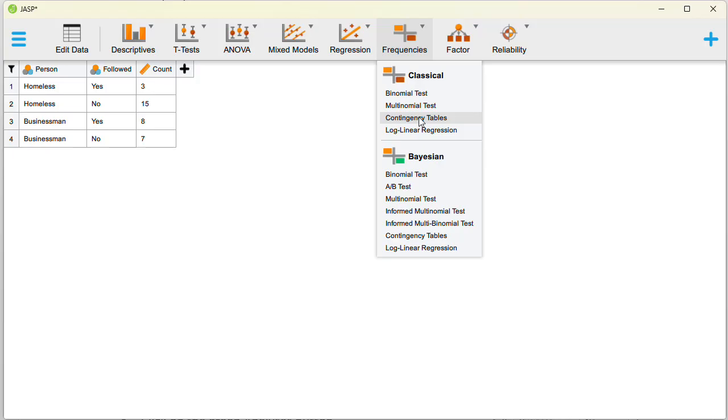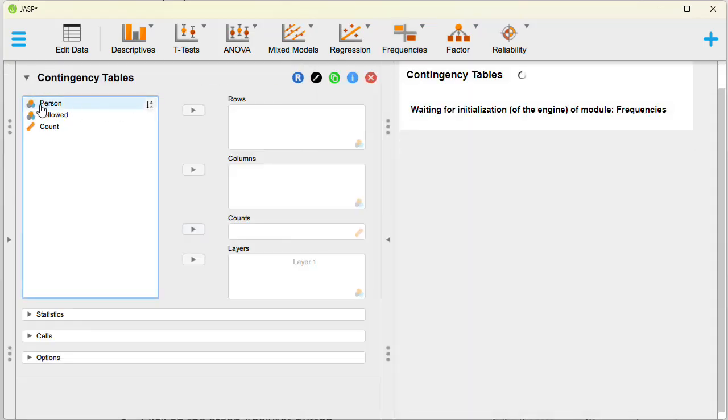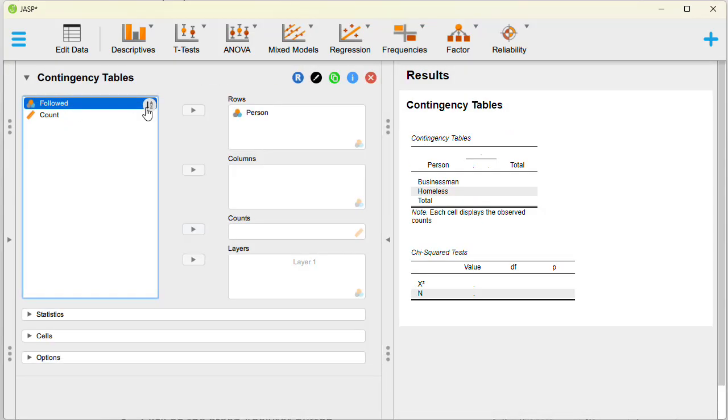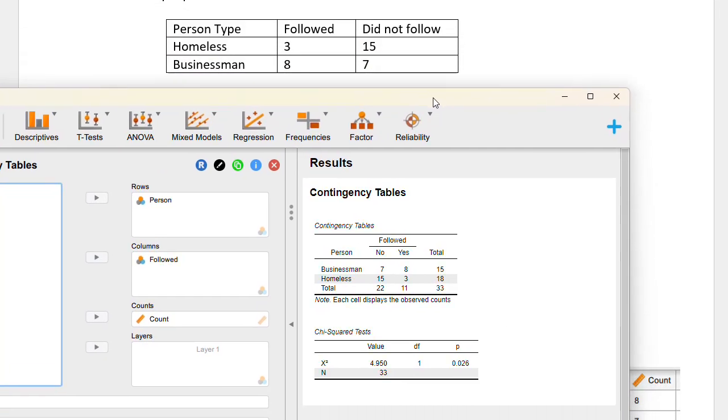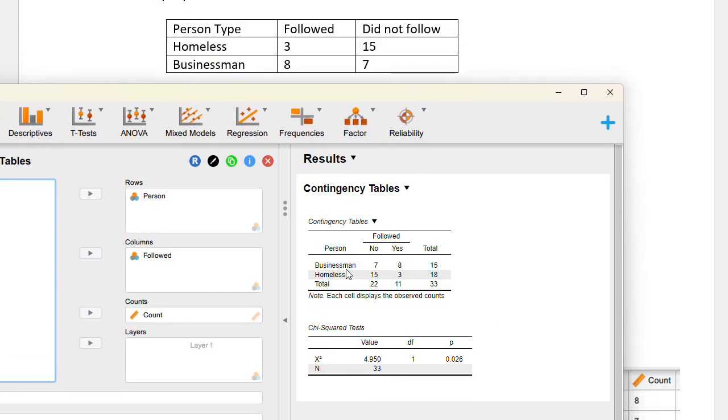So classical contingency tables. You're then going to go ahead and put person under rows, whether they followed or not under columns, and then that count wonderfully goes under the count. So you can tell that this all worked by looking in the table, and what they have in that table should match. Granted, it's now businessman.